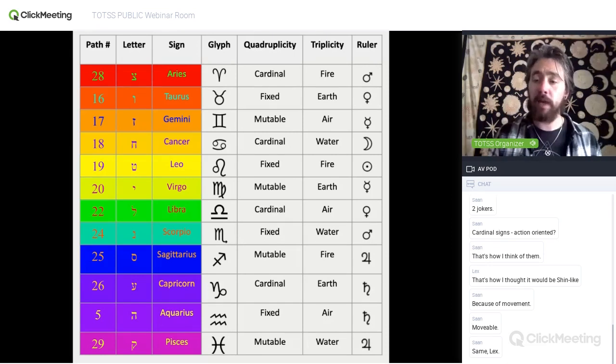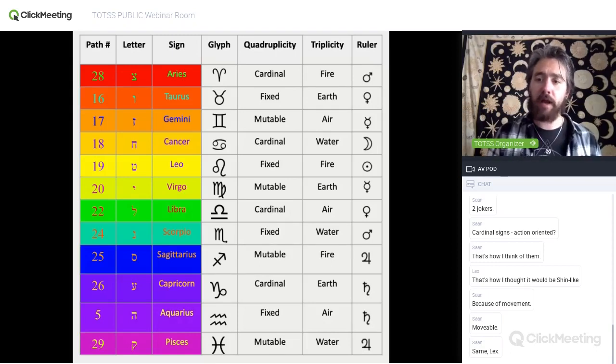Gemini, again, mutable air, ruled by Mercury. So extremely changeable, extremely variable. Cancer, sort of cardinal water and ruled by the moon. Cancer is very lunar, very watery. Again, as a cardinal sign, it's the beginning of a season. So Cancer is the beginning of summer.